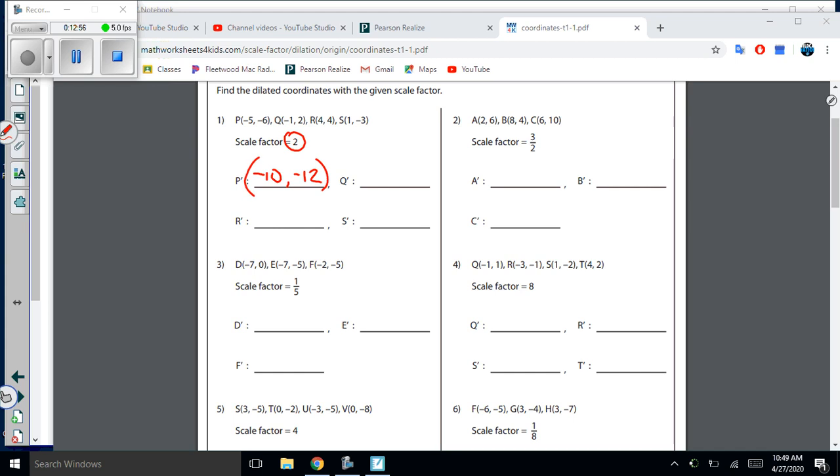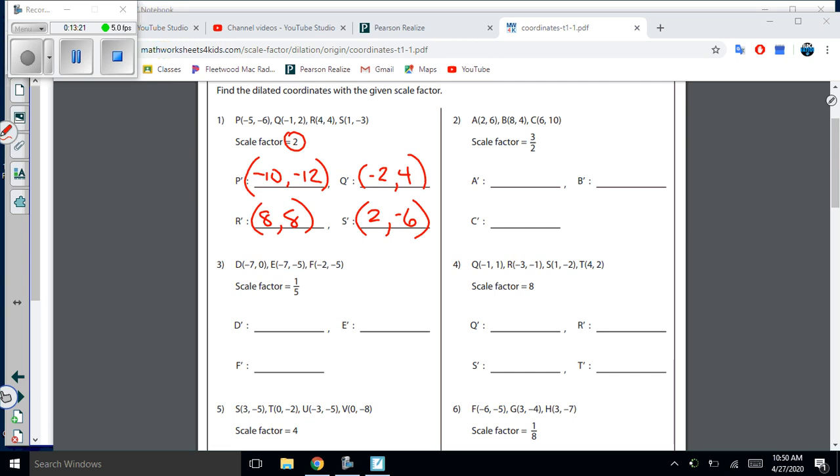Q is going to be -1 times 2, which is -2. And then 2 times 2, which is going to be 4. R prime is going to be 4 times 2, which is 8. Do that twice. And then S prime is going to be 1 times 2, which is 2, and -3 times 2, which is -6. So again, that's going to work out fairly easy for you in that situation.